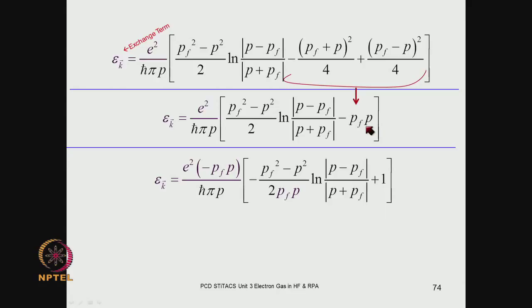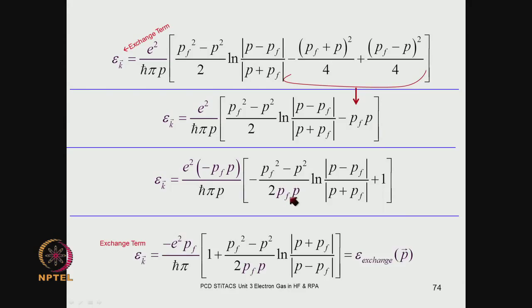This minus p into pf has been factored out as a common factor between the two terms inside this rectangular bracket. So, you get plus 1 over here, and you have a minus sign sticking out over here, and then you have this p into pf in the denominator, which takes care of the factorization. And this is the exchange term as we have got. Okay.